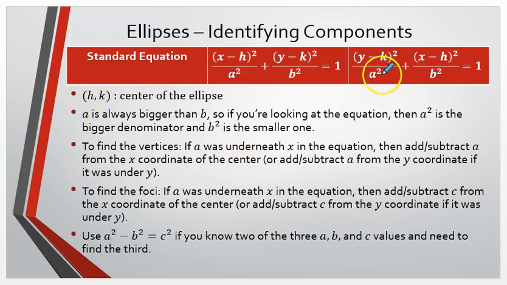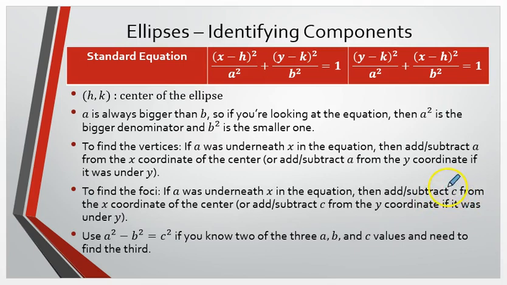Or the other way around, if a was underneath the y variable, then you'll find the center, and then take that a number and add or subtract it from the y-coordinate of the ellipse. So it's very logical in the sense that if a is touching x, add and subtract it from the x-coordinate. Something similar will happen with the foci. You still want to look at what a is touching. If a is underneath x, then you're going to be adding and subtracting a number from the x-coordinate. The number that you add and subtract will change though.